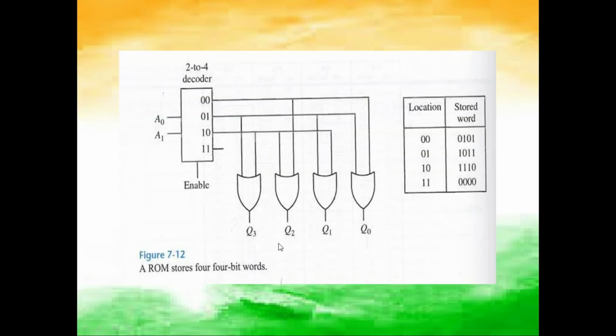This is the diagram which shows how the ROM stores the 4-bit word. These are the locations, these are the storage words. With the help of the decoder, we can fetch the word from its location.